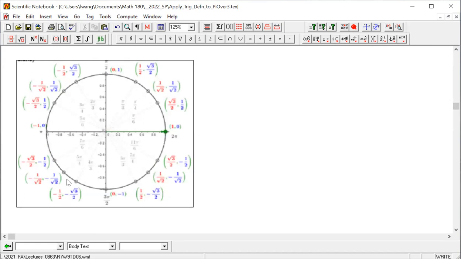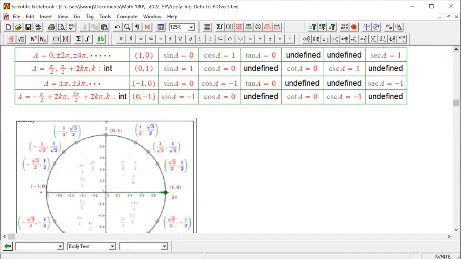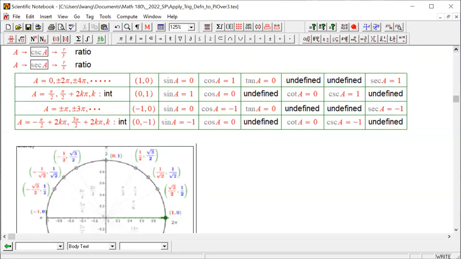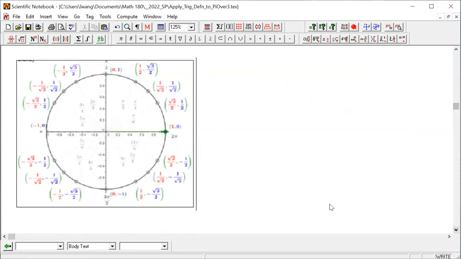All of these, including the last three recent episodes and lessons, are to reach this point. I intentionally used red numbers for x and blue numbers for y. So this is the unit circle.